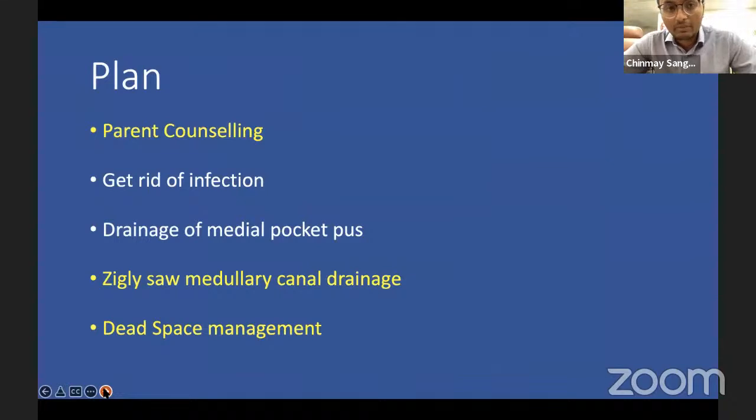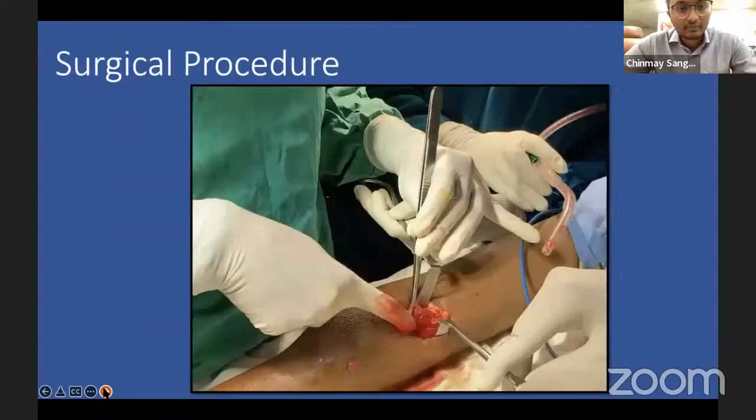So my plan will be parent counseling, in the form that the joint is destroyed right now. Getting rid of the infection is more important for me. Drainage of the medial pocket pus, Ziegler saw medullary canal drainage, and dead space management.